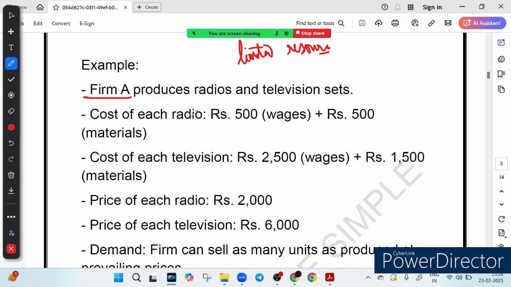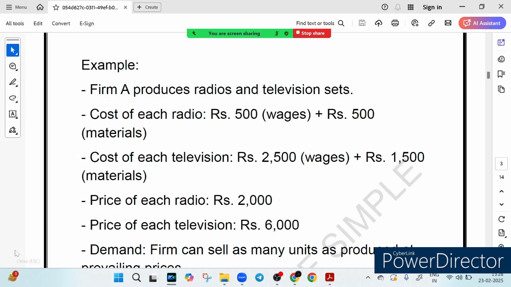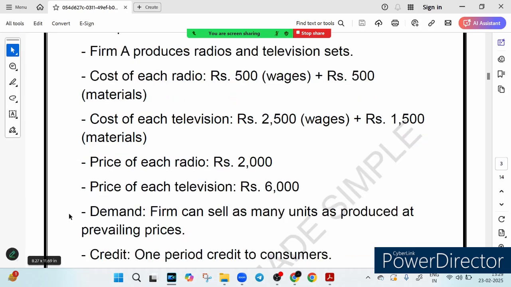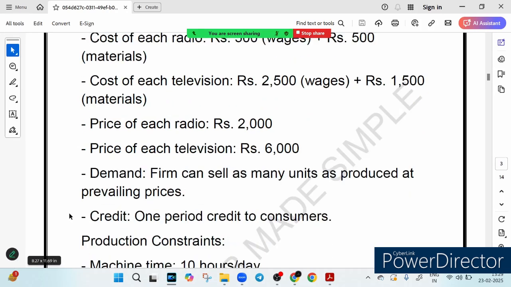You can see the cost: each radio costs rupees 500 wages plus 500 material. Similarly, each TV costs rupees 2500 wages plus 1500 material cost. And the selling price is given: a radio sells for rupees 2000 and each television sells for rupees 6000. Firm A can sell unlimited units at this price, but the constraint is that there are some constraints.